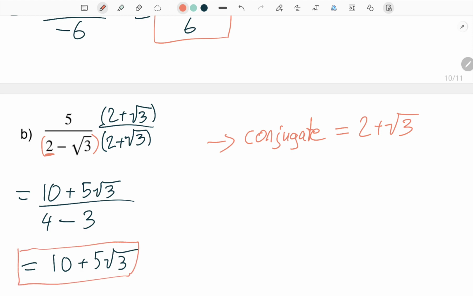So make sure, check your understanding on those conjugate questions. Those are definitely some tricky ones. Rationalizing that denominator. All right, that's everything.